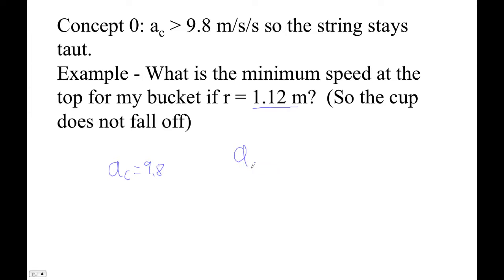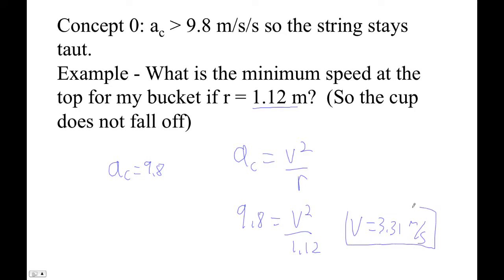So I'm going to use this formula: a_c is v squared over r, because we're looking for speed. Say 9.8 is v squared divided by 1.12, and then we just solve for v. So v is going to be 1.12 times 9.8, then I take the square root of that, and I get 3.31. So if I'm going 3.31 at the top, the water will almost fall out, but not quite.